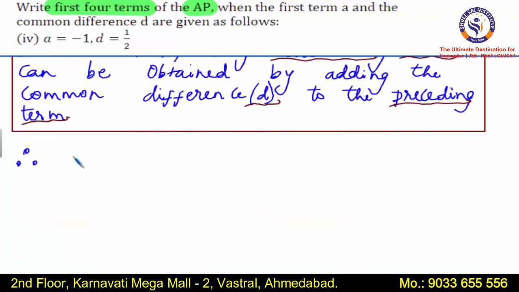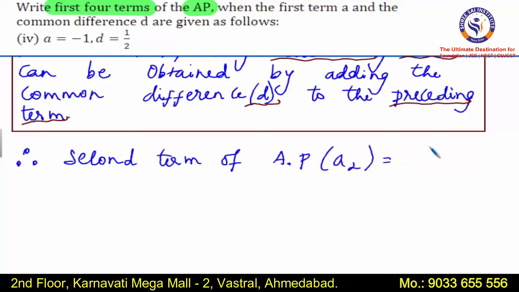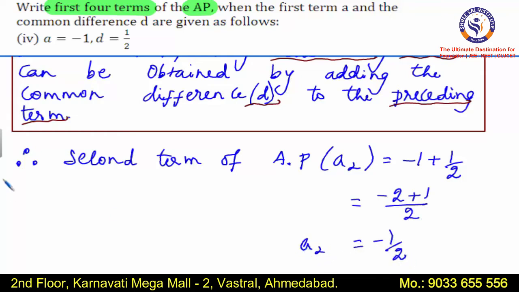Therefore, the second term of the AP, denoting it by A2, can be obtained by adding the first term, that is -1, and the common difference 1/2. This is equal to, if we take the LCM, we get -2 plus 1/2. This equals -1/2. This is the second term.